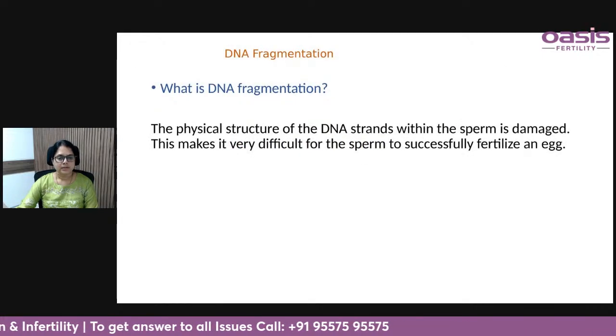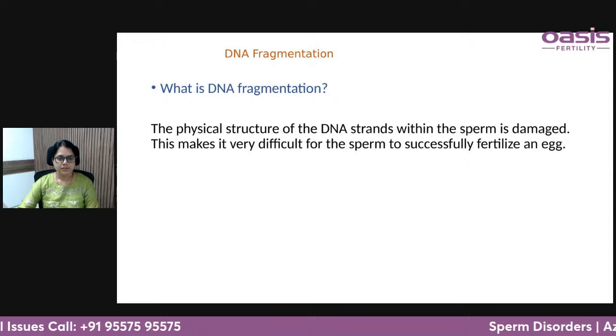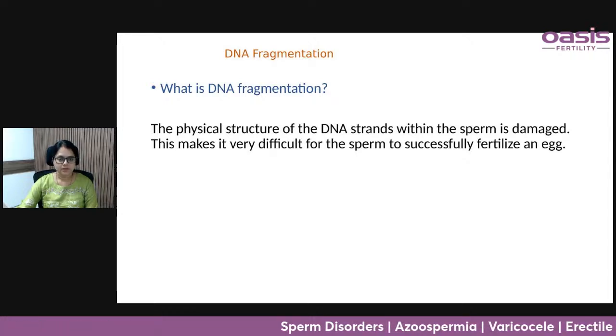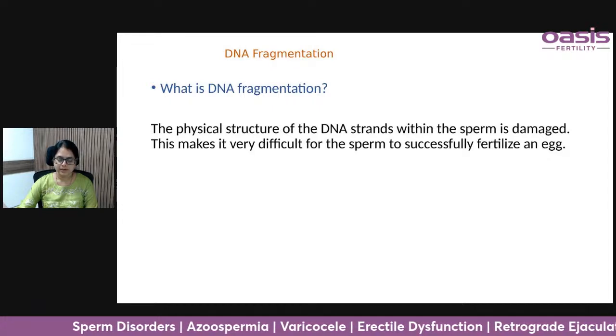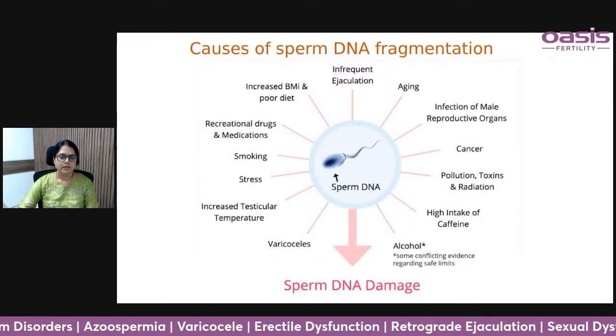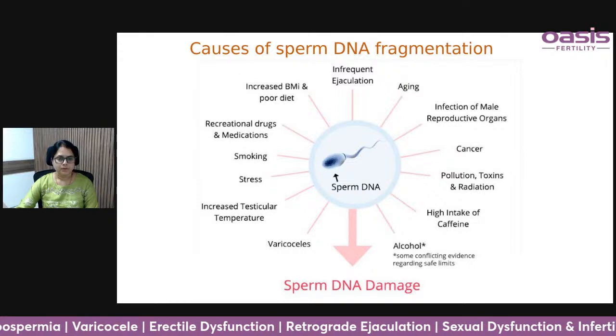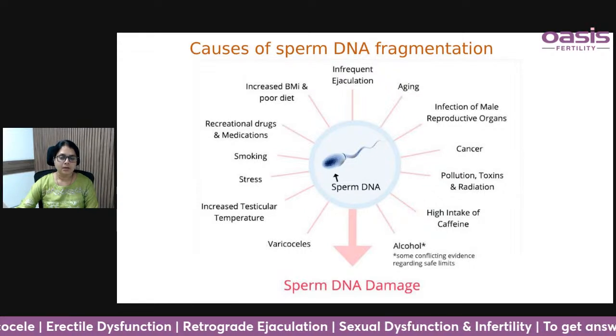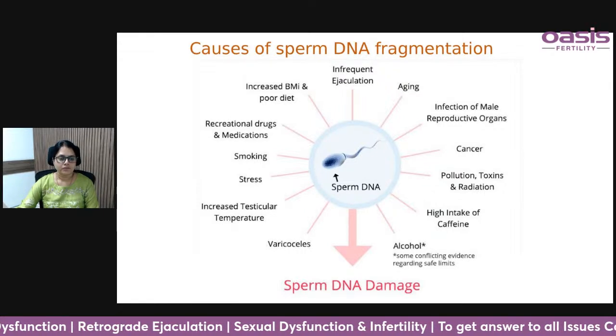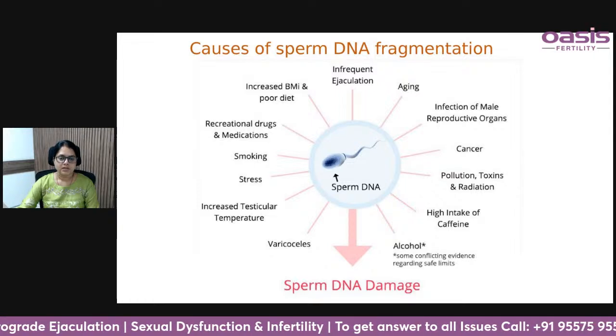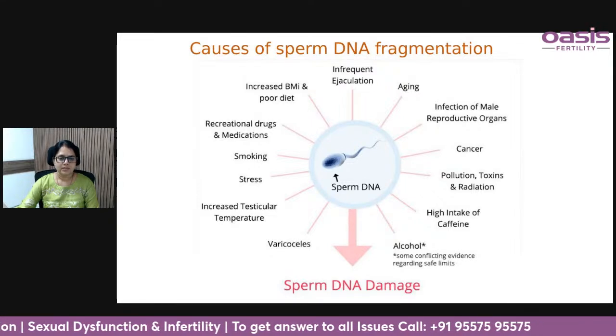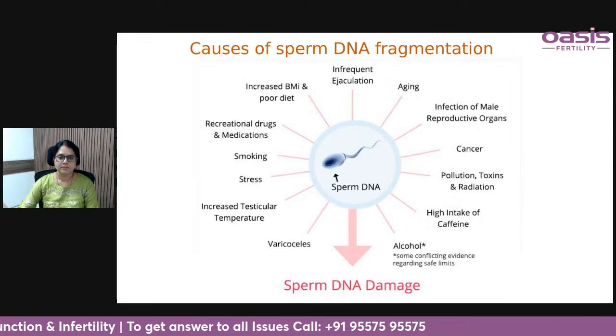So, what does this DNA fragmentation mean? The physical structure of the DNA strands within the sperm is damaged. This makes it very difficult for the sperm to successfully fertilize an egg. And causes for sperm DNA fragmentation are many, like age of the male. With advanced age of the male, there is an increase in the DNA fragmentation in the sperm.